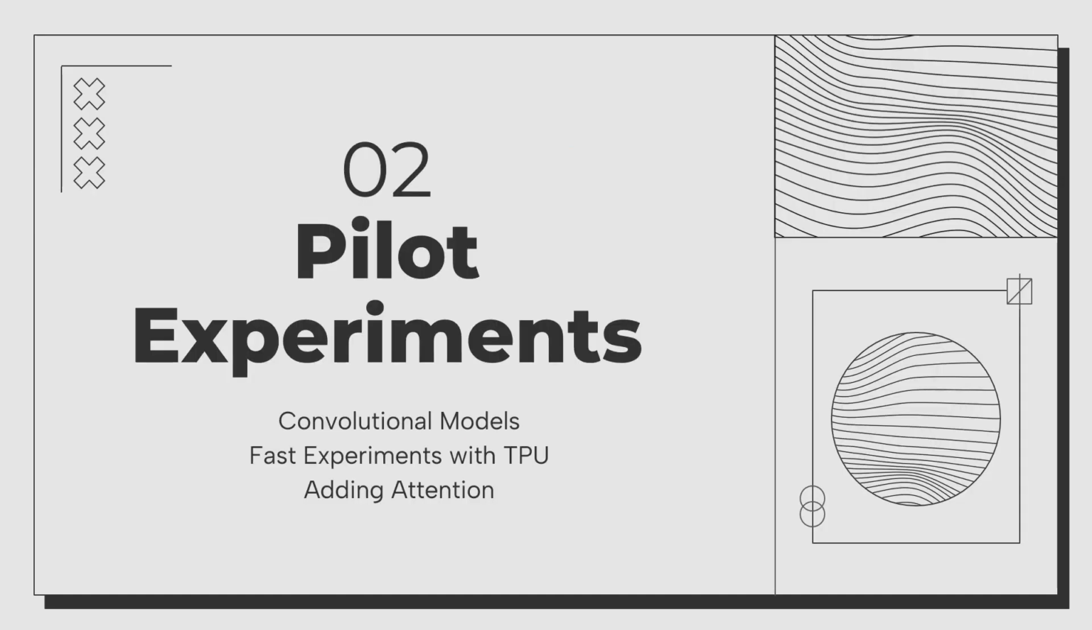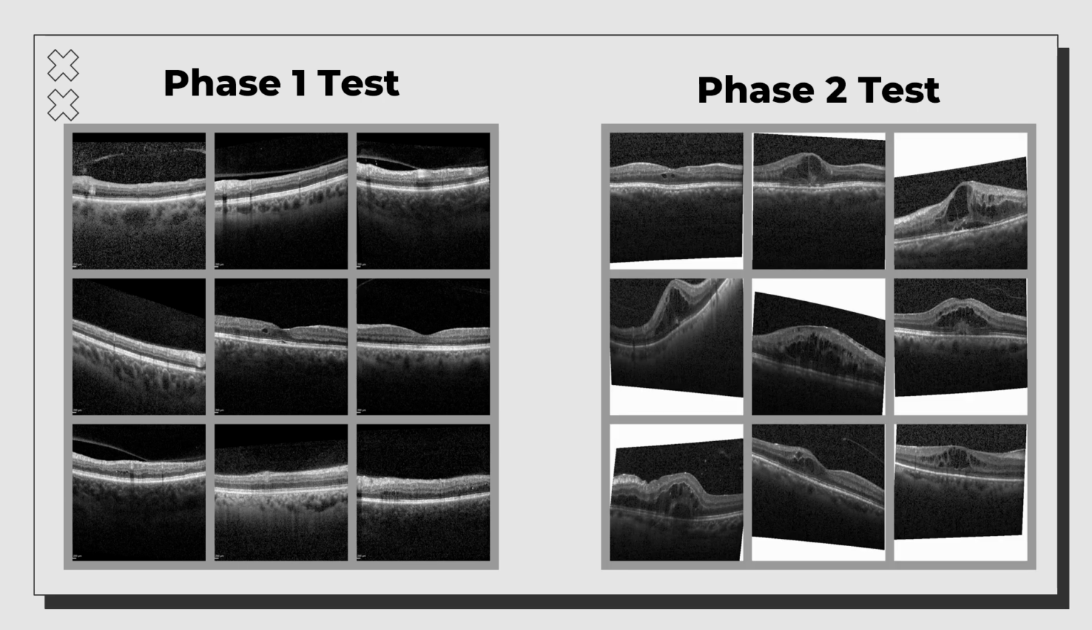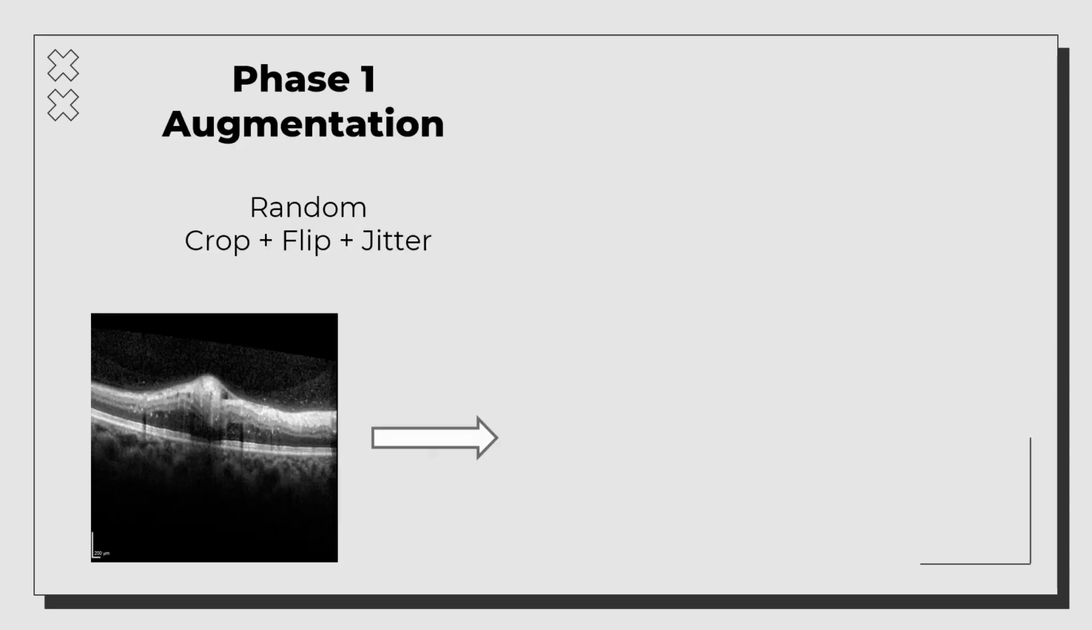Moving on to our pilot experiments, we experimented with convolutional neural networks and added attention to them. Here are some of the images from phase 1 and phase 2 of the competition. As you can see, the second dataset was already pre-transformed, so we had to deal with that.